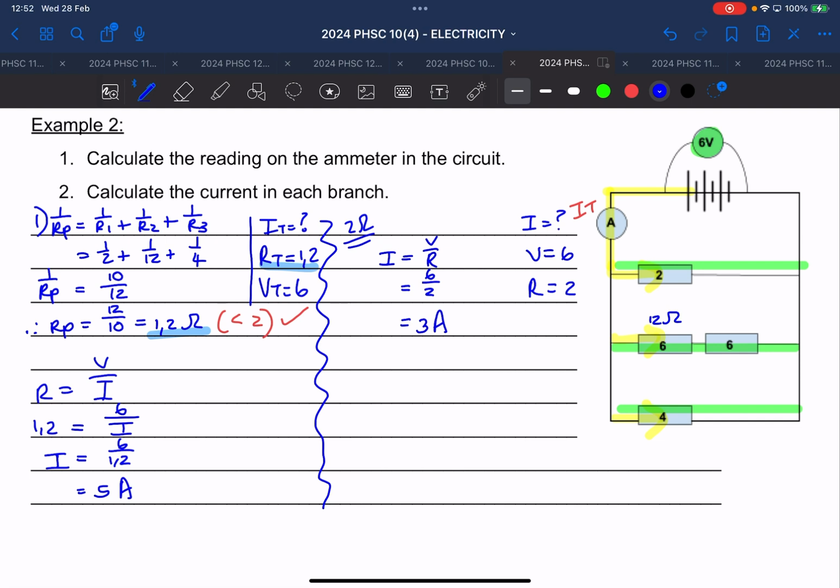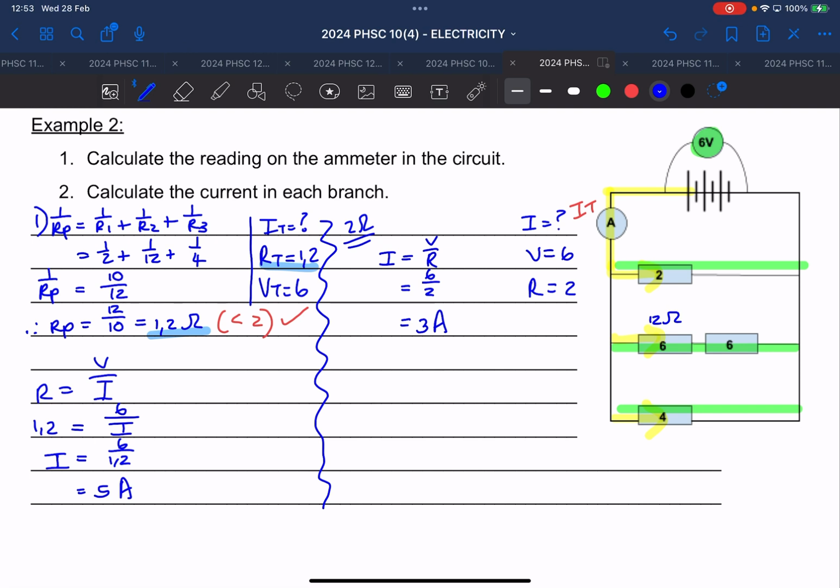Is it because 2 is the smallest? So you say it does make sense? Yes, it does make sense. It does make sense because it has the smallest resistance. It is the easiest path, so the biggest amount of current will choose that path. Is that true in life? Yes. Alright, so because it's the smallest resistance, the biggest share, 3 out of 5 which is 60%, chooses to go through that path. So you see, it does make sense.